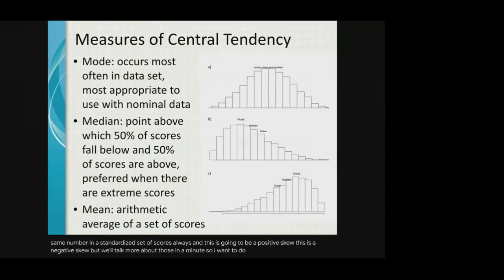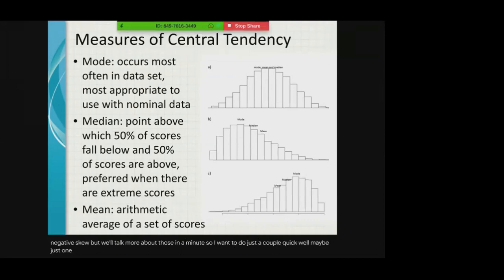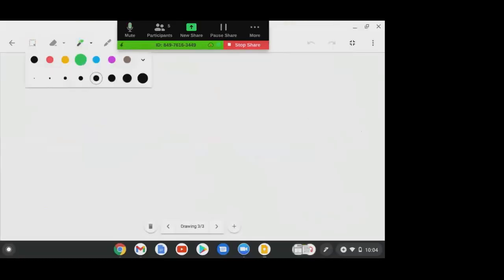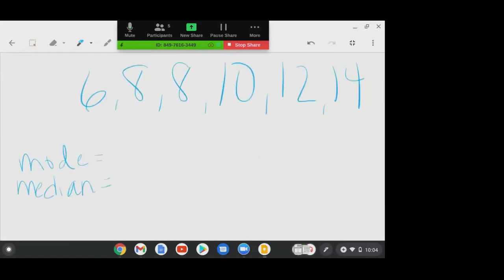So I want to do just a couple quick, well, maybe just one example. Data set, I'm making up these numbers. So let's say our data set has 6, 8, 8, 10, 12, 14. Those are our scores in our data set. So somebody tell me, what is the mode? It's an 8. And then what is the median?